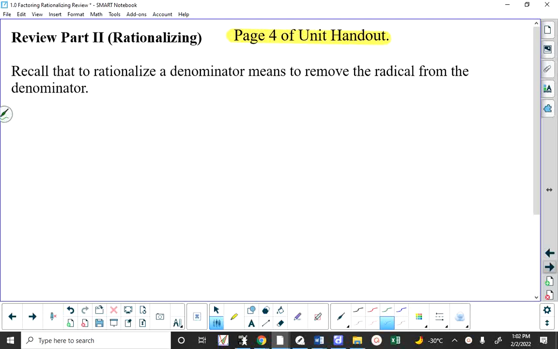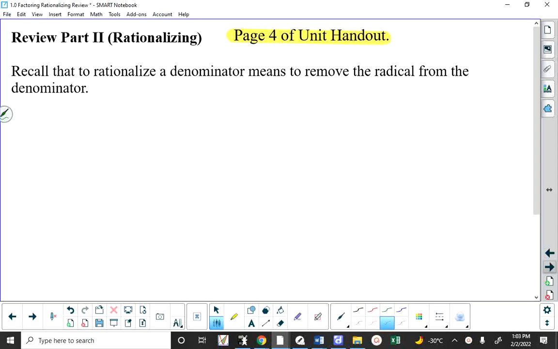So this lesson starts on page 4 of your unit handout. It's called Rationalizing. It's Review Part 2. I had mentioned that when you're doing a lot of the algebraic work in this course that takes you to the answer to a problem, there's two main tools that you have to employ: factoring and rationalizing. And it isn't going to be that you blindly start factoring everything or just automatically rationalize.